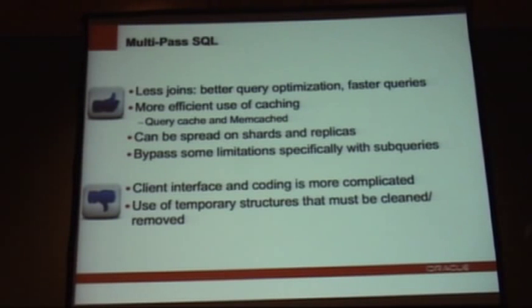The result is that you have fewer joins, and the optimization, of course, is improved. You have faster queries that can be cached more and better. They can be spread on shards or on replicas, and you can bypass some of the current limitations we have with subqueries. If you are a little bit aware of this, you may know that we have some issues with subqueries.